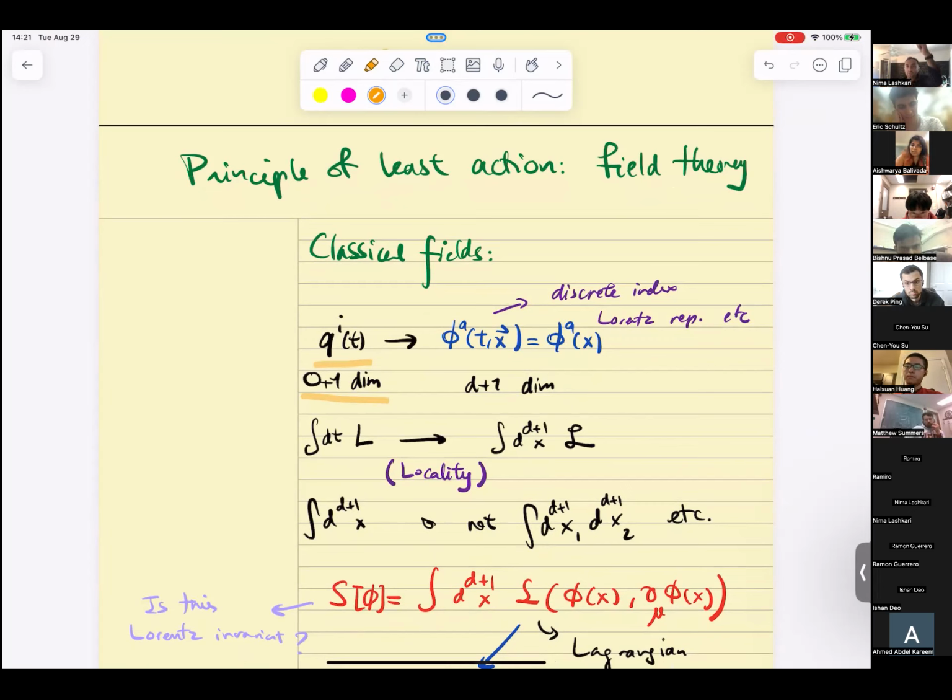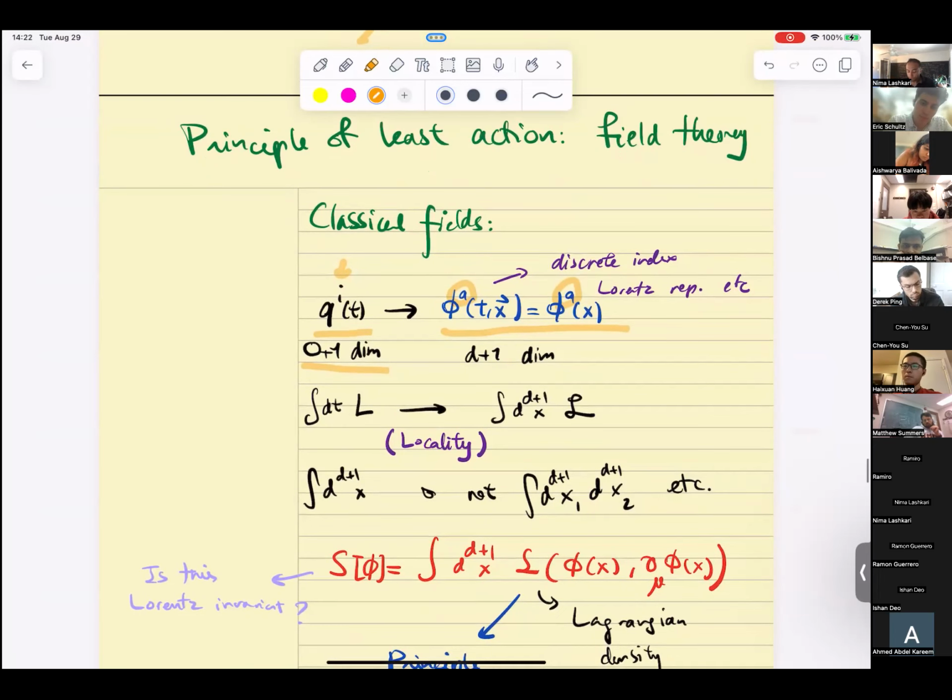This is just a single particle moving as a function of time, right? That's a field in 0 plus 1 dimensions. Now you're going to replace that with phi of t and x in d plus 1 dimensions. The index I in A is just some Lorentz representation. For now, we're just going to drop it and say it's a scalar. If it's a vector field, it would have an index like phi of mu, for example A mu in QED. But it's a scalar field for now.